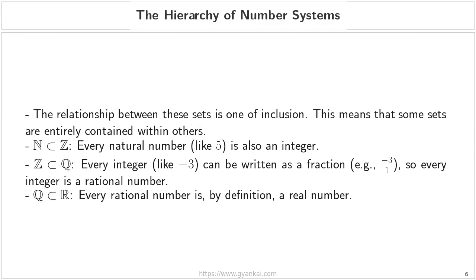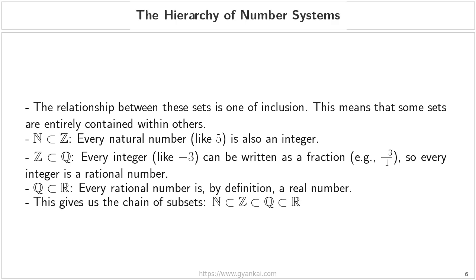Continuing this pattern, Q is a subset of R. Every rational number we've discussed is, by its very definition, a real number. When we combine these observations, we get a beautiful, continuous chain of subsets. N is a subset of Z, which is a subset of Q, which is a subset of R.